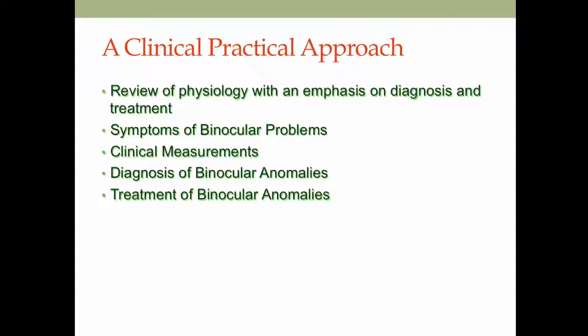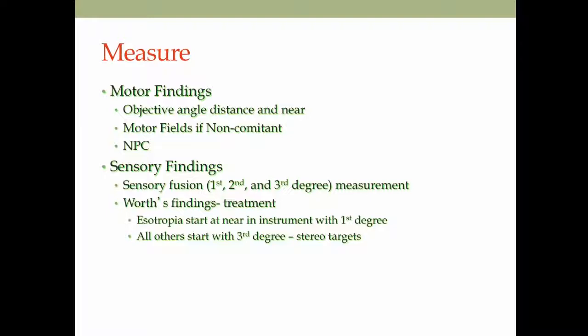Talking about accommodative vergence problems, the first thing we need to do is understand the physiology related to it, the symptoms associated with it, determine the clinical measurements of it, therefore make a proper diagnosis and institute proper treatment of it. We're going to walk through each one of these particular areas. Whenever we're looking at binocular findings, we tend to measure two different measurements. One is motor, which is the actual movement of the eyes, the angle of deviation or fusional ability, or sensory, which can be broken down to where it's 1, 2, and 3.